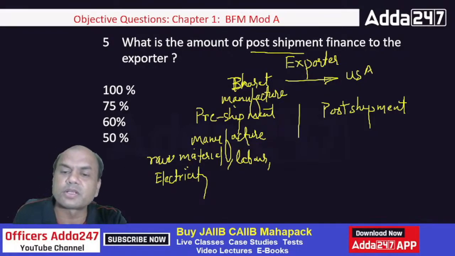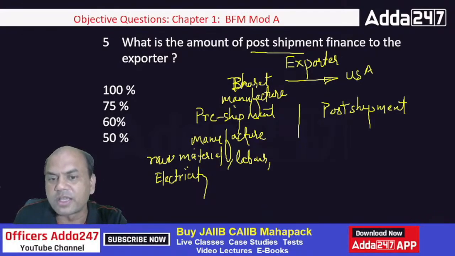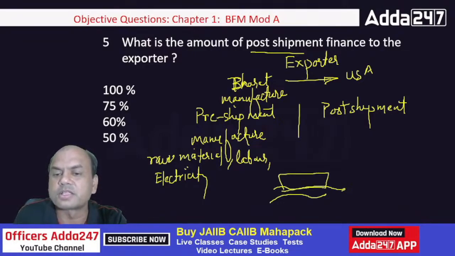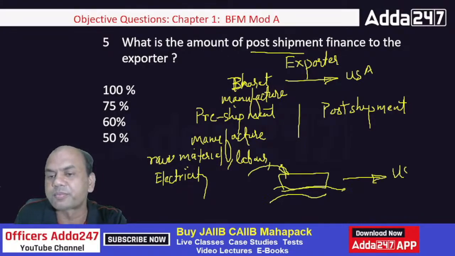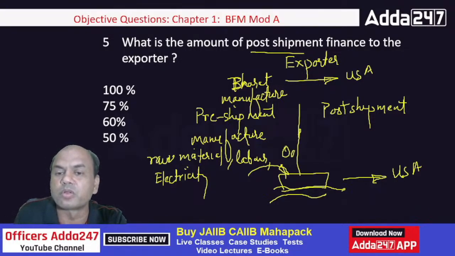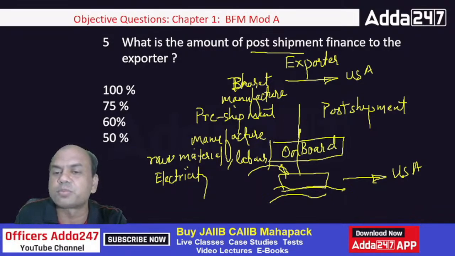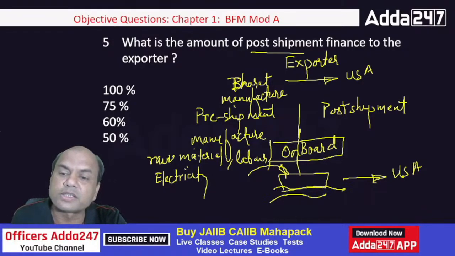And post shipment means what? He'll prepare these goods and then he'll load it via, let's say, sea, on a ship. The ship will go to USA. When the goods are loaded on the ship, from that time itself, post shipment starts, when we get that shipped on board date, the on board stamp. Post shipment means the goods are sent to USA. Now we are just waiting for the funds to come.